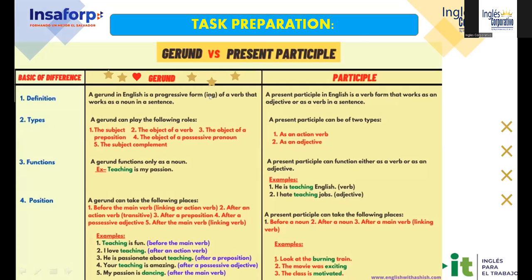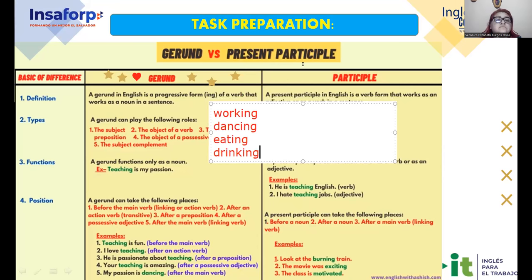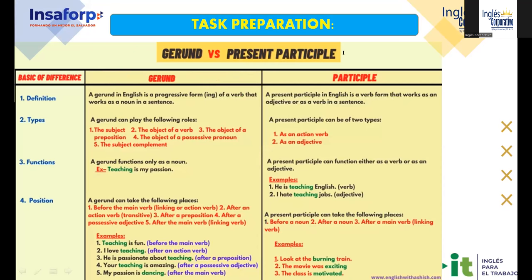It means -ing, yes, -ing, for example. So what could be some examples? Working, dancing, eating, drinking, playing, all the verbs that end in -ing. So this is called a gerund. But the difference between a gerund and a participle is the function.